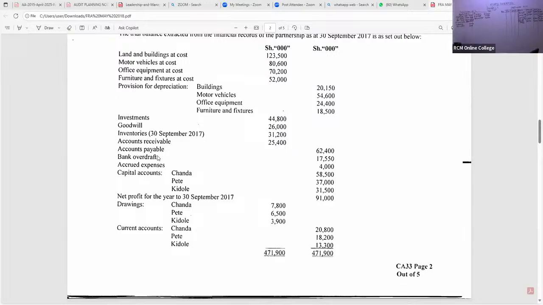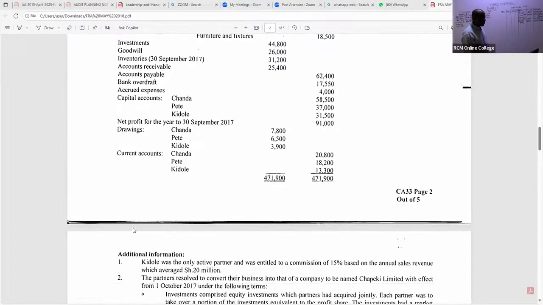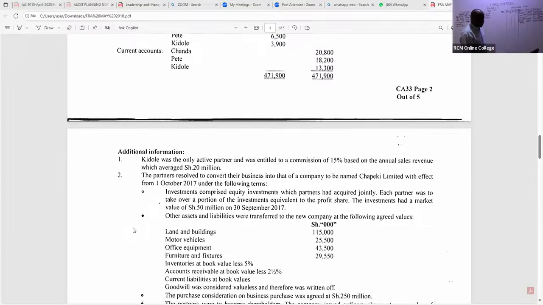Now, ladies and gentlemen, let's read this question very, very well. You can see we have been able to capture most of this. The capital accounts we have handled, you tick. Net profit for the year we have handled, you tick. Drawings, I'll handle right here very quickly, don't worry about that. Current accounts, you have to tick this. Very good. Now, we are told here, look at note number 1. Note number 1 we have already handled, because we got some figure there.